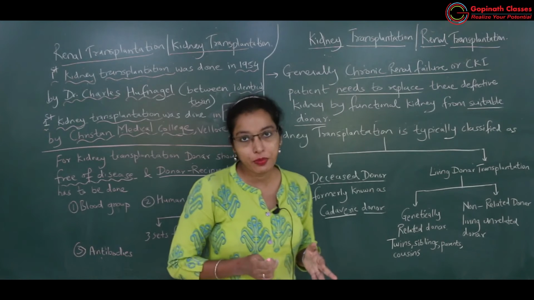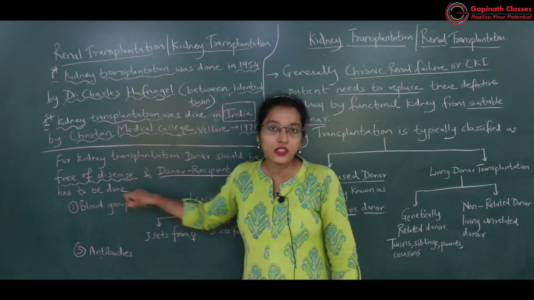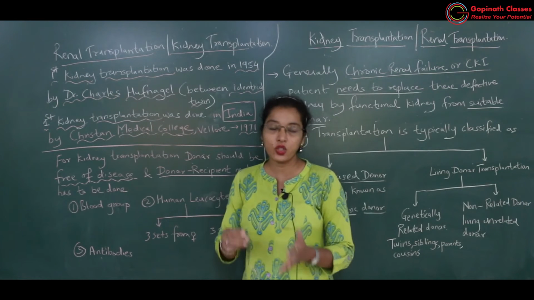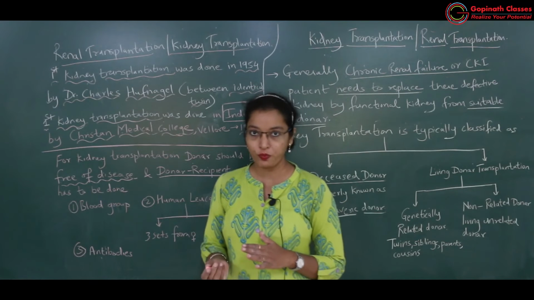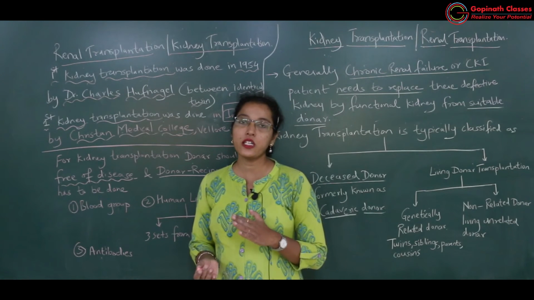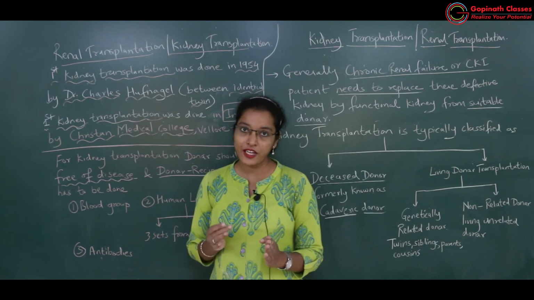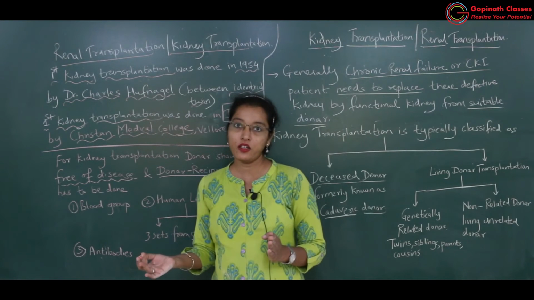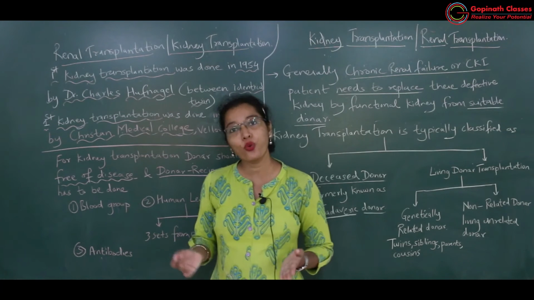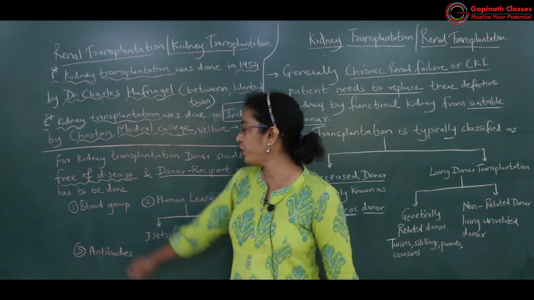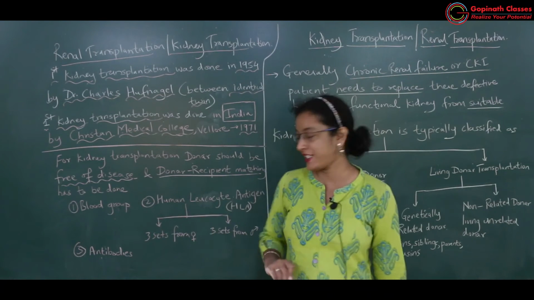Okay, for that purpose we have to test the donor's blood group. What is the donor's blood group and what is the recipient's blood group? Okay, and if there is an Rh positive or negative factor, the donor is Rh positive and the recipient is Rh negative, so there are chances of coagulation. So that's why we should check the blood group of the donor as well as the recipient.